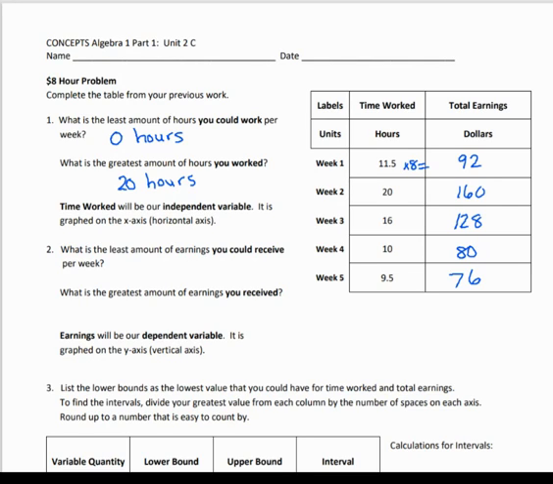Okay? This column right here is going to be what we call our independent variable and on our x-axis. So right above this chart, I'm going to put an x right here. That is my x variable.